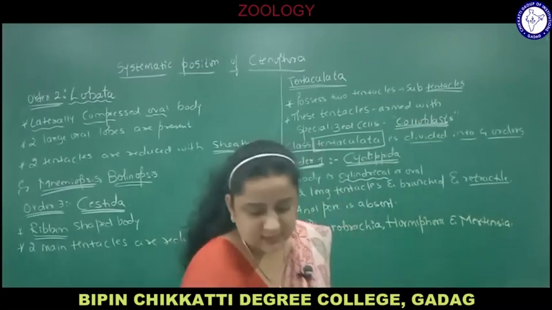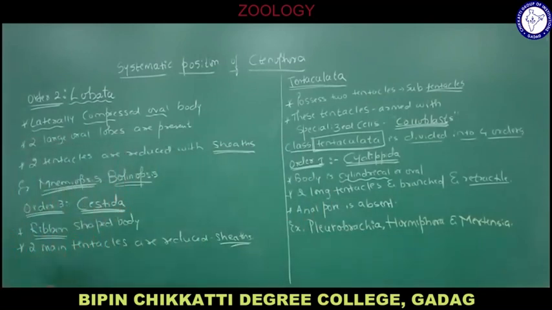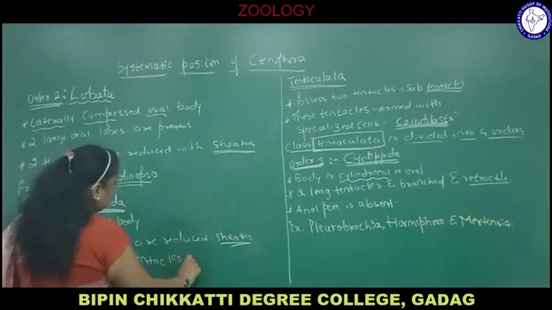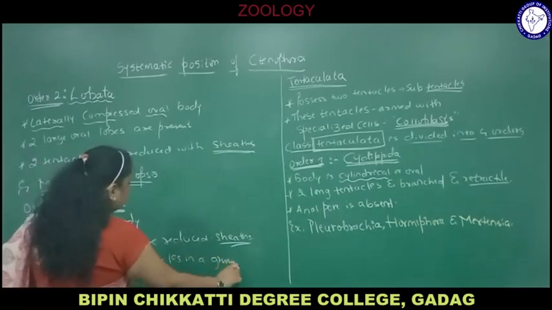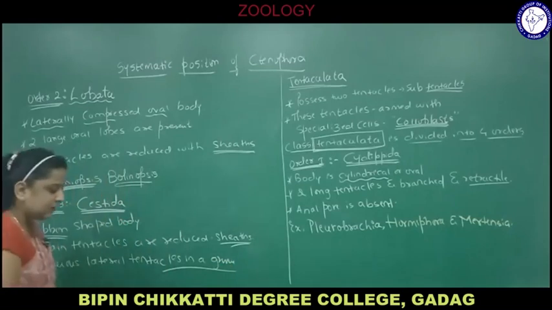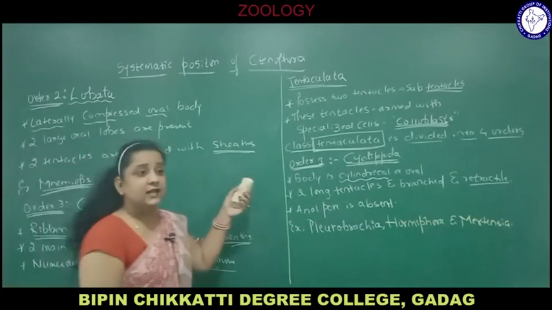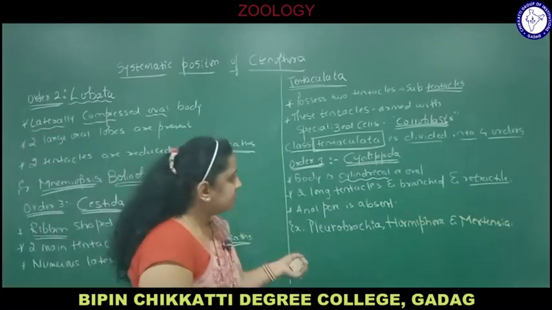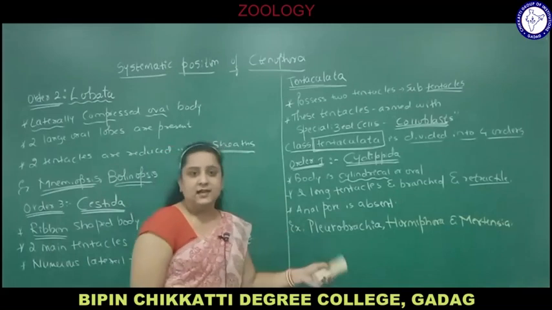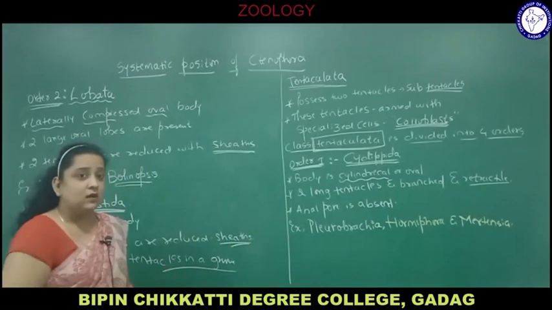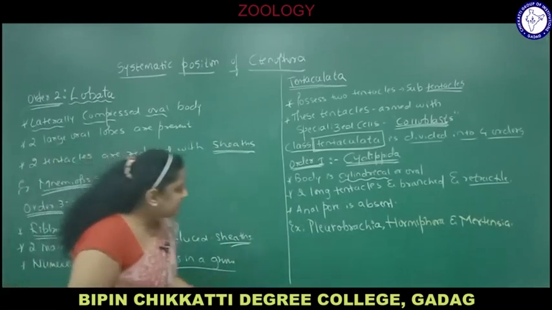Next one, numerous lateral tentacles in a groove. And one thing you remember, all these animals coming under class Tentaculata have tentacles, because the name itself is indicating class Tentaculata, means the animals coming under this class or order are having tentacles. All animals are possessing tentacles under this class, because in second class Nuda there are no tentacles at all. So that we'll see later.